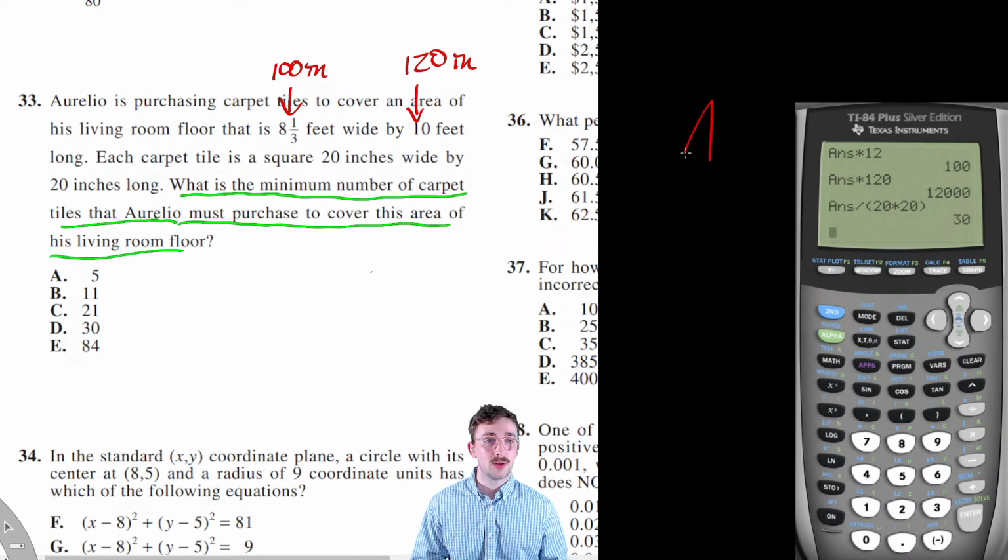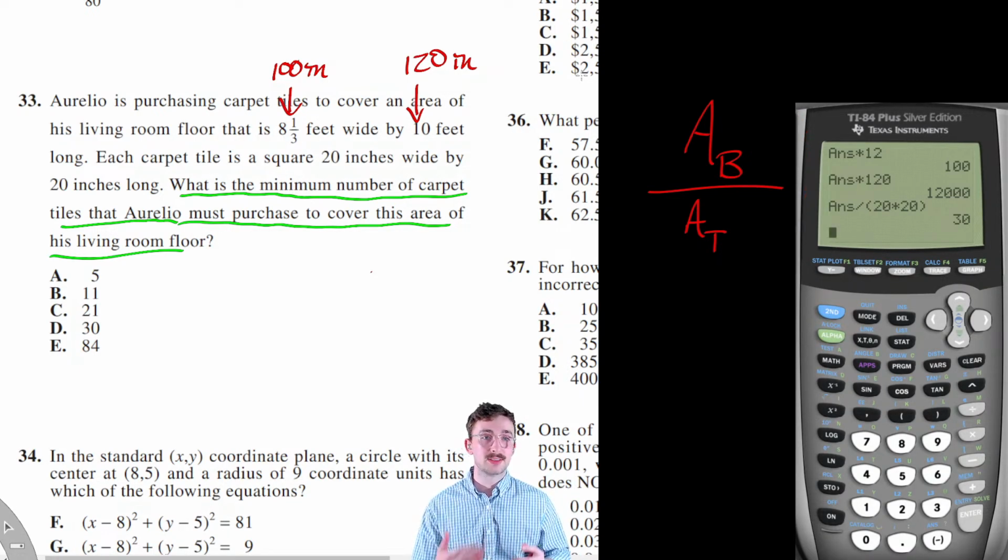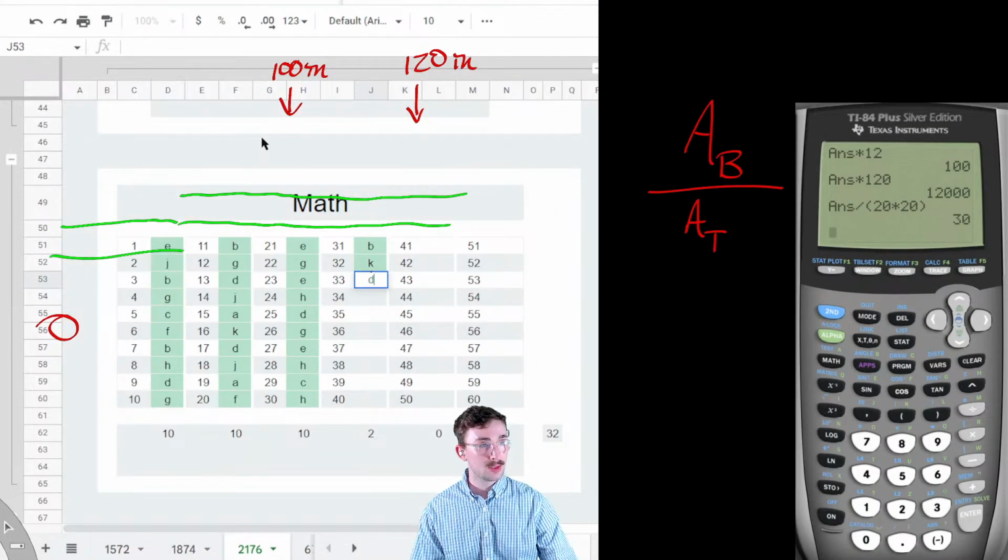Basically the idea here, if you didn't catch that, is the area of the big area, the total area, divided by the area of the single tile. And that will give you the number of tiles that we need. So 30 is our answer, which would be D. And so I'm going to go ahead and check that answer.